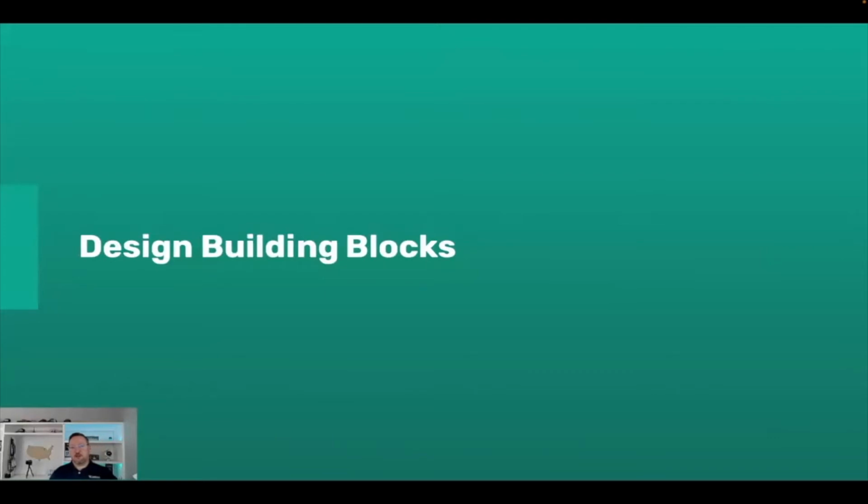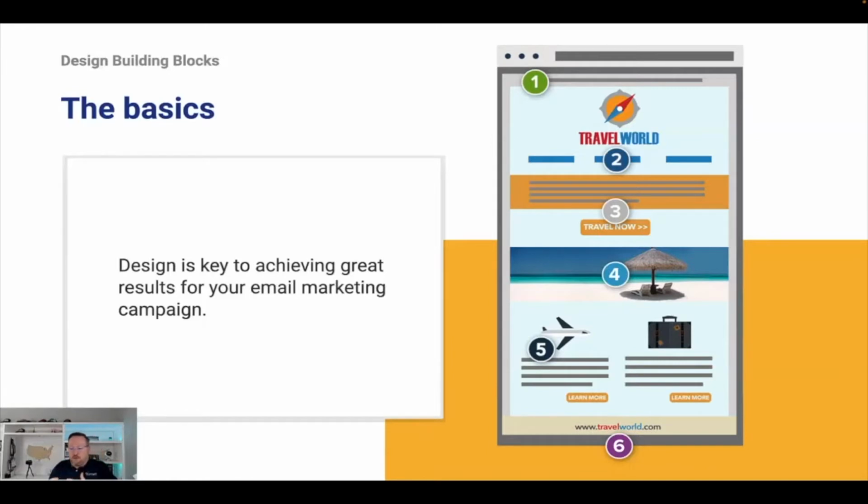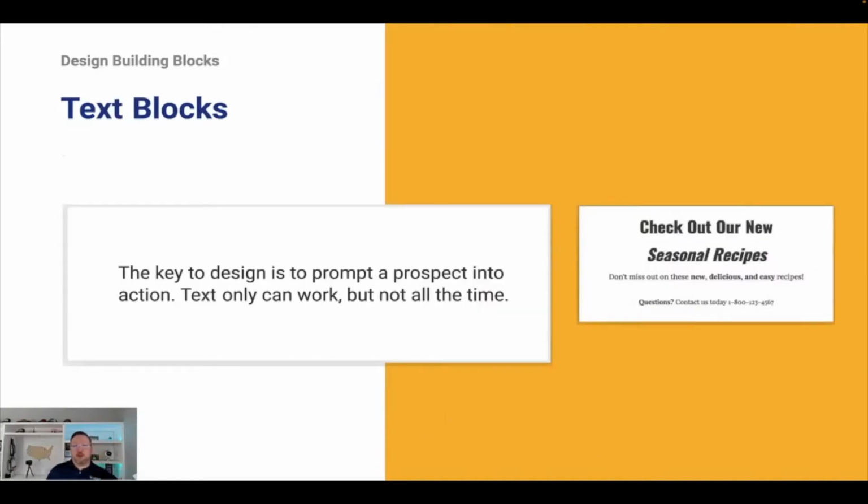Let's move on and talk about some basic design building blocks that you should be using, which gives you the mechanism to get more conversions, to get more engagement, get people to read your emails. You can use text blocks in emails, and they work, but maybe not all the time. Here's an example of a text block that just gives information. Sure, it works, but you should couple it with other types of blocks that we're going to talk about.